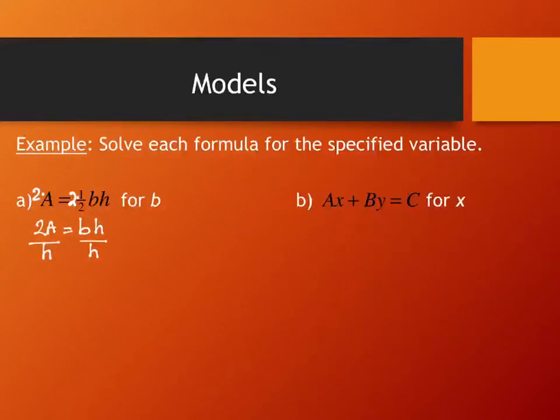I tend to rewrite my equations at the end with the letter I'm solving for isolated on the left. You can isolate on the right, it doesn't matter. But this is 2A over H. So that's all this question is asking, is to rewrite the equation solved for B.